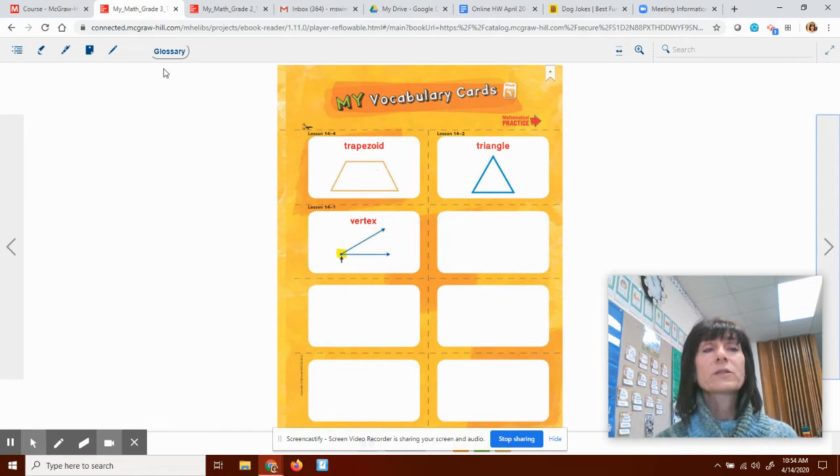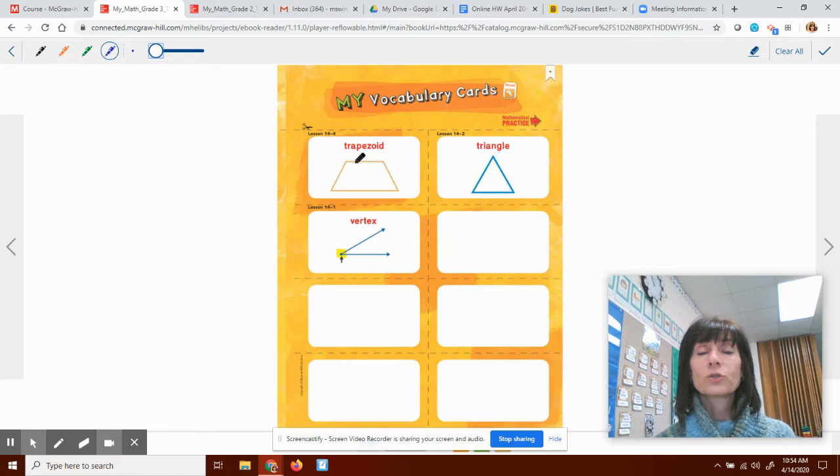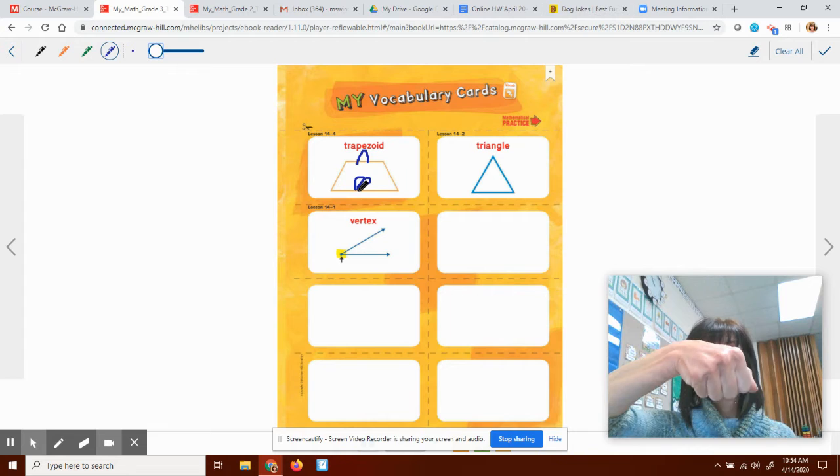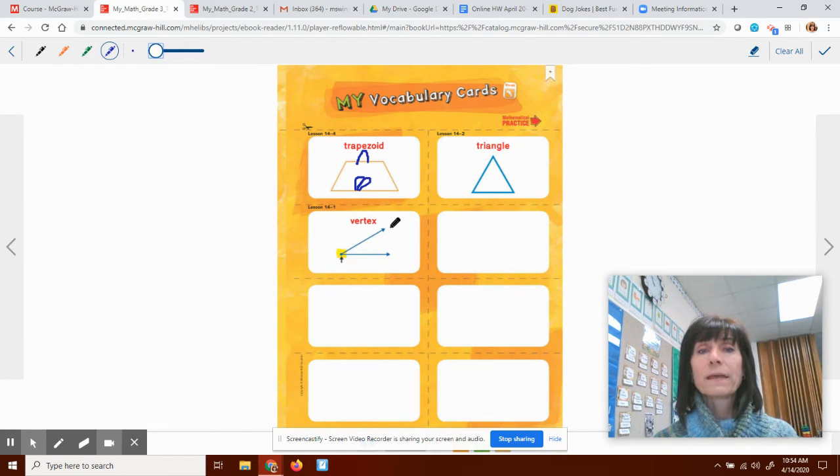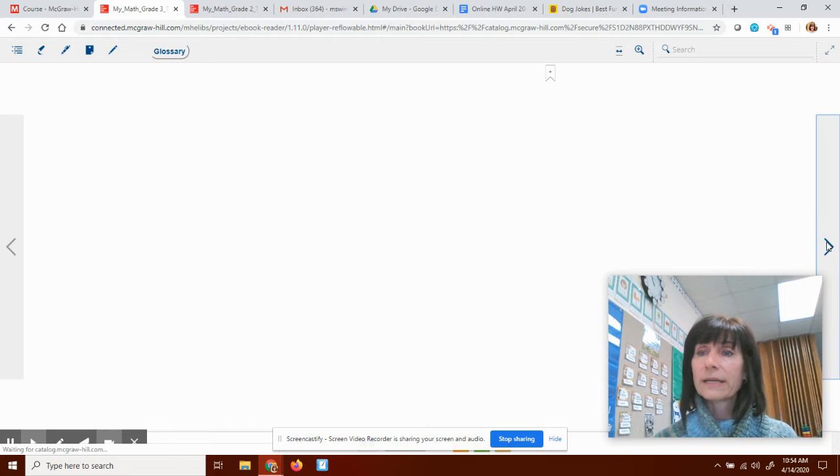Trapezoid, to me, this always looks like a trap, and you may have heard me share this before. If you're unsure, it's got 4 sides, but it can look like a trap. So here's the handle, and here's the little bunny that's trapped inside. Triangle has 3 sides and a vertex. The vertex is the point in which my 2 rays meet. So this is a vertex.